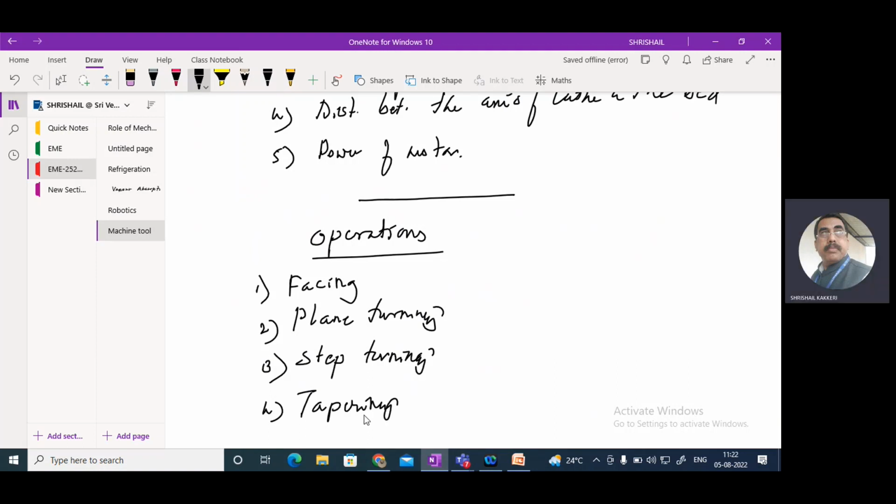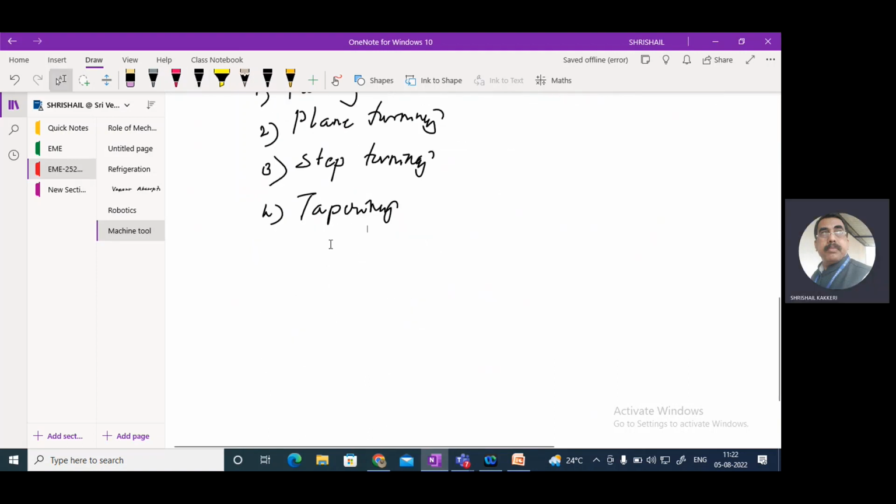Tapering operation. And under this tapering operation, we have many other types. We can see them later. The next one, I want to make a hole in this. How can the hole be made? By using the drill. So this is called a drilling operation.